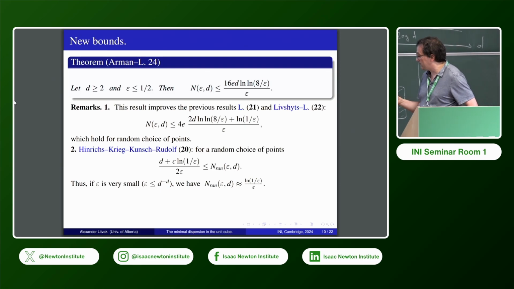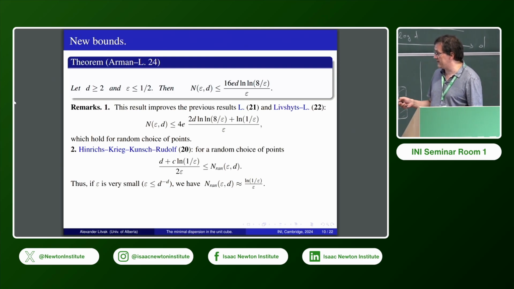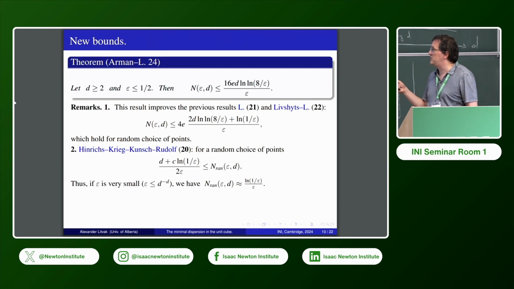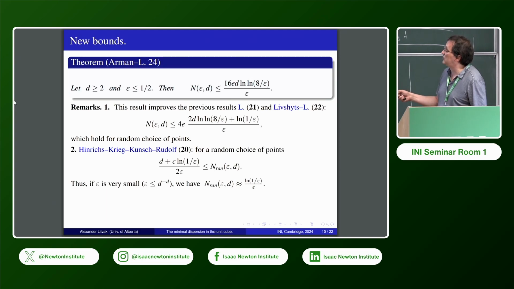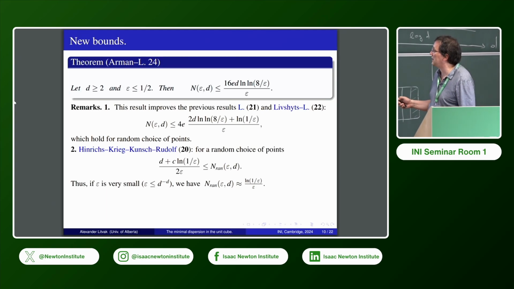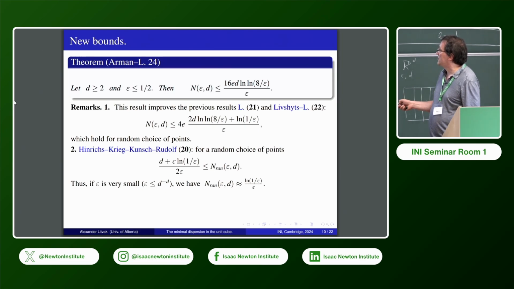So, which shows that random choice of points cannot be best possible, and also this bound, of course, shows that our bound cannot hold for random choice of points, because when epsilon goes to 0, this bound becomes much better.